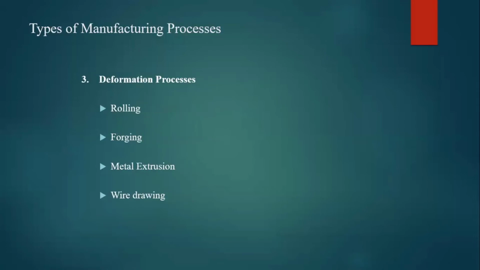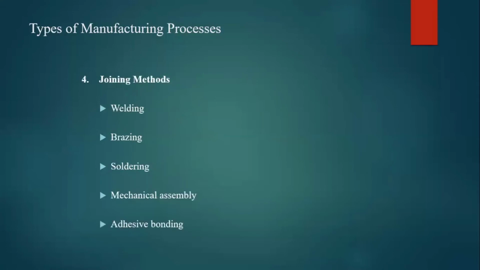Then another category of manufacturing processes includes the deformation processes, also known as the bulk deformation processes. And in this category, we have the rolling operations, forging operations, metal extrusion, and wire drawing. Then we have another type known as the joining methods, in which we have welding. And welding has several types. We will discuss them. Then brazing, soldering, mechanical assembly, and adhesive bonding. All these are the types of joining methods, which are types of manufacturing processes.